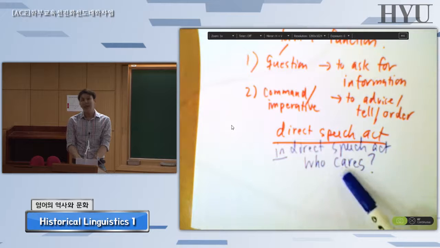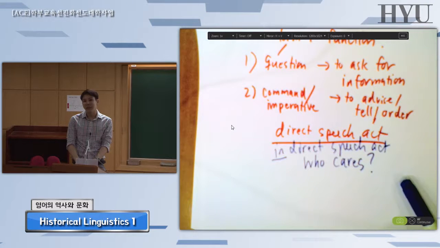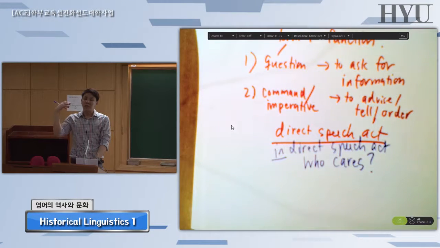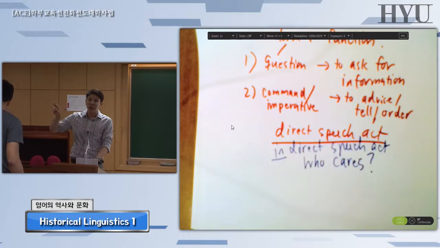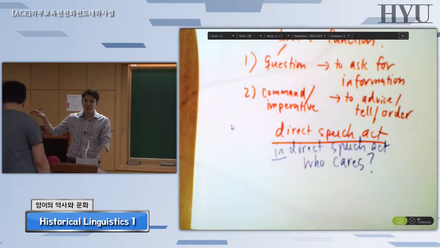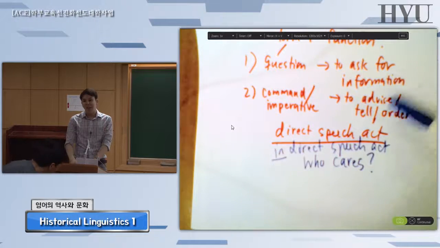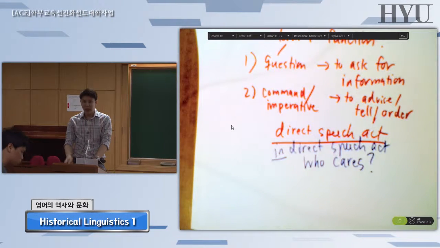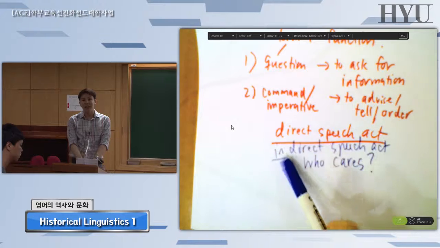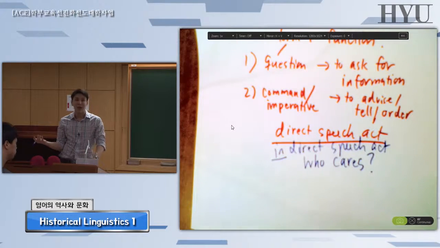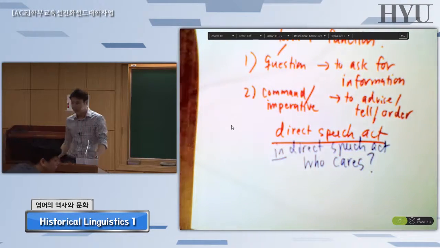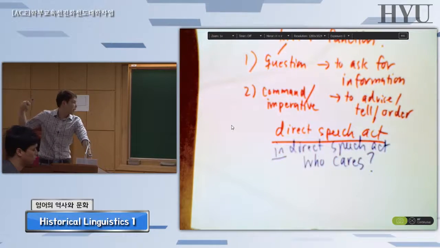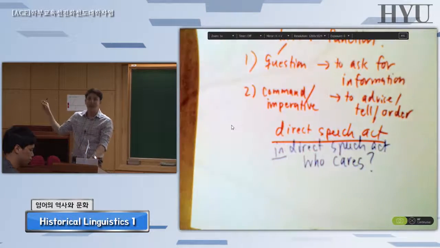So in this kind of case where the form doesn't match the function, or when the form is used to say a different intended message, then we said that we have an indirect speech act. So that's what we have looked at when we talked about semantics.